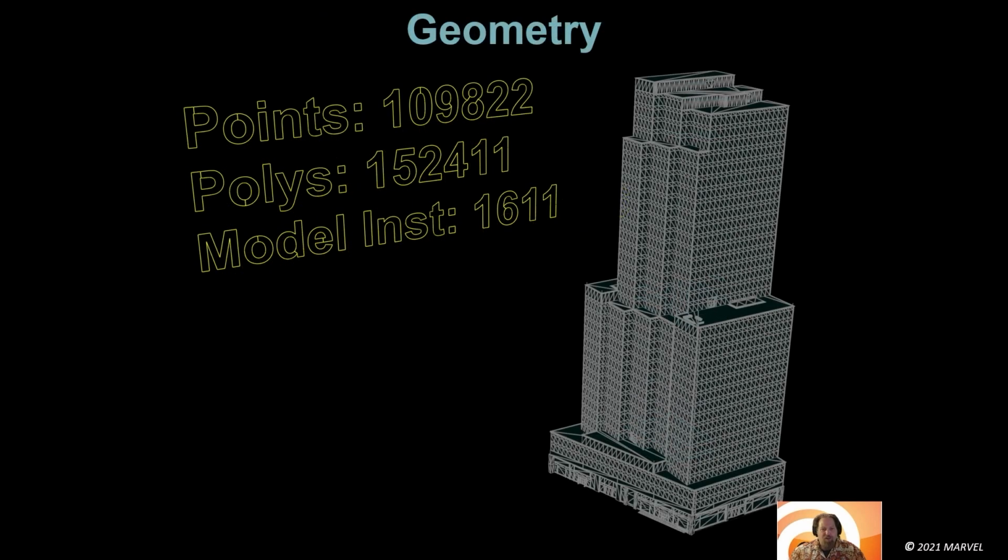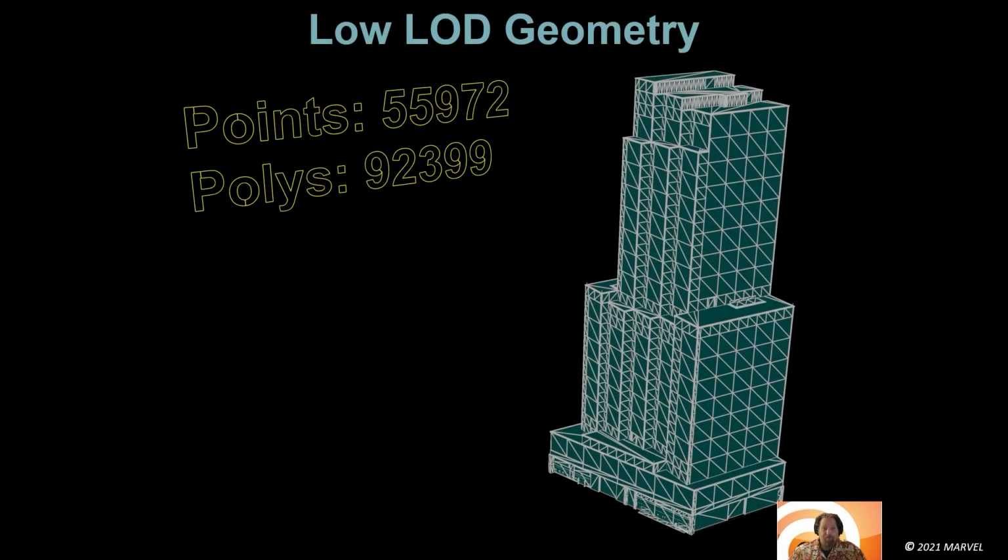Here is the full resolution LOD of the building. There are about 150,000 polygons and 1,600 model instances. Here's the full resolution lowest LOD of the building. It's got about 90,000 polygons.